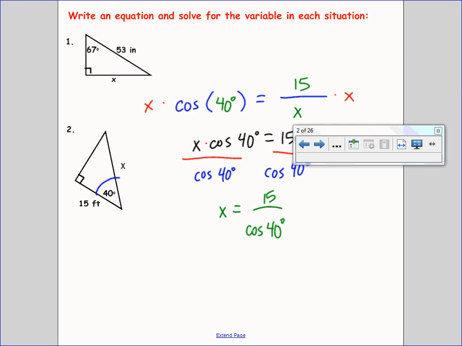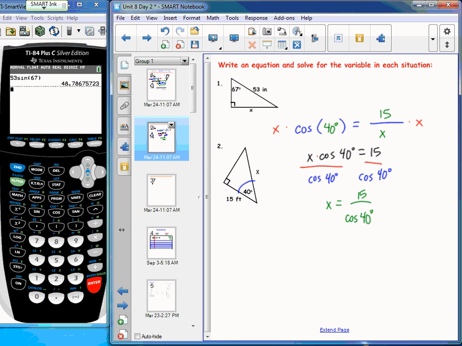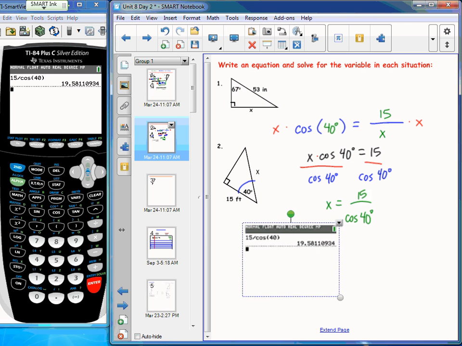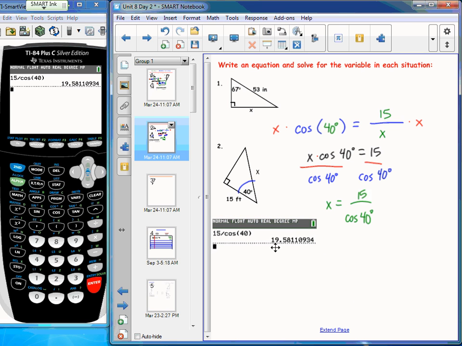However, I don't know what that is, so I'm going to get an approximation by using the calculator, and I'll get 15 divided by cosine of 40 degrees, close angle input. And it looks like we get about 19.58. Raise your hand if you had about 19.58. Good, and you're going to share the label with me here in just a second. So that's about 19.58. And what's our label on this one going to be for number two? Emily? Feet. Feet? Awesome. Thank you.